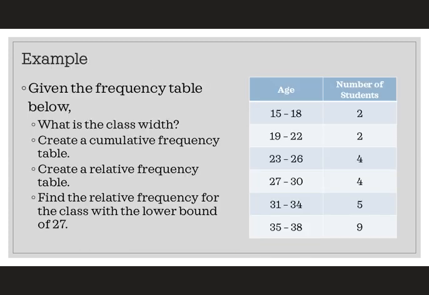Okay. All right, so given the frequency table below, what is the class width? And then a cumulative frequency table and a relative frequency table. Those should actually be in reverse order, but we'll make it work. And then relative frequency for a class with a certain bound.